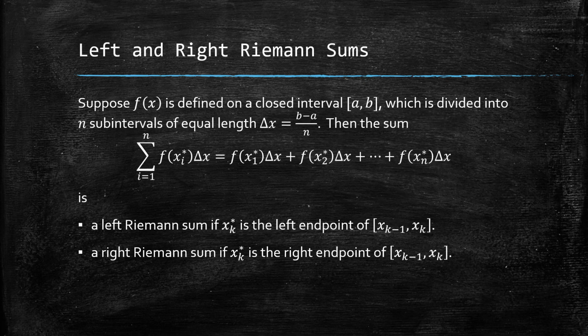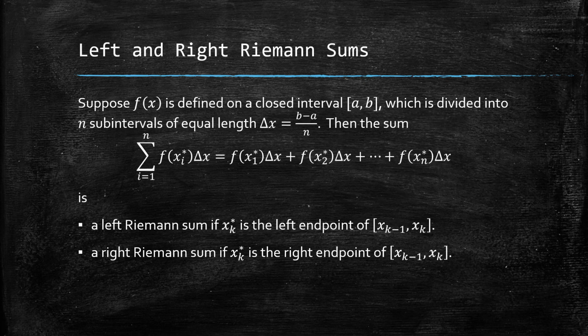Recall that the formal definition of left and right Riemann sums is that we suppose a function f of x is defined on a closed interval from a to b, which is divided into n subintervals of equal length, which is delta x equal to b minus a divided by n.